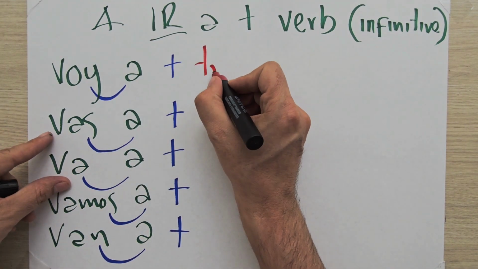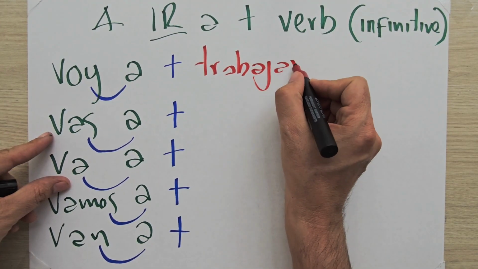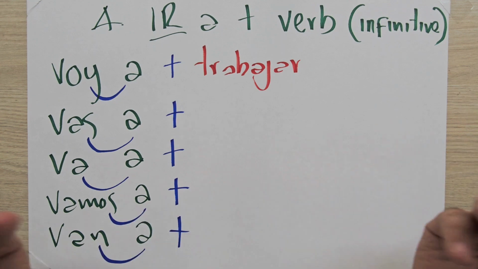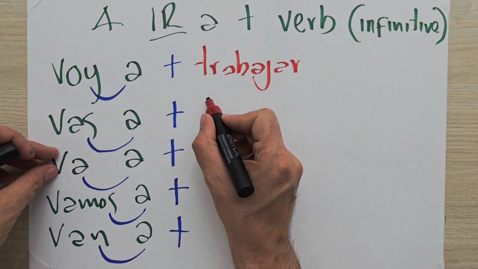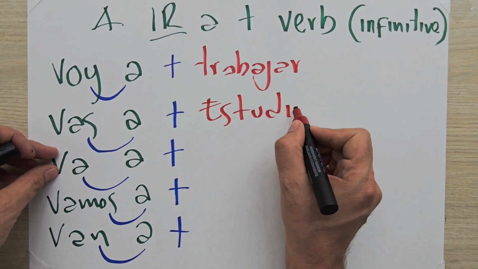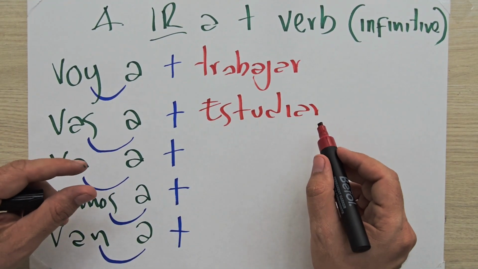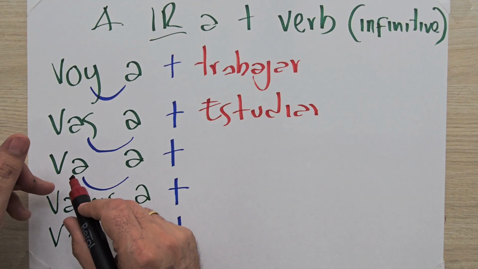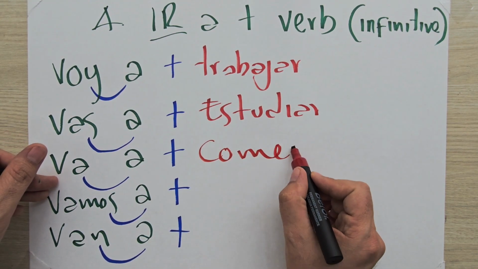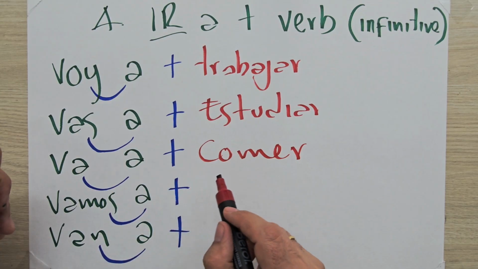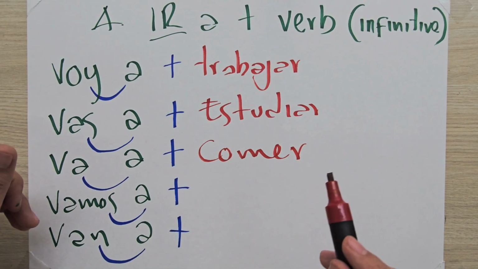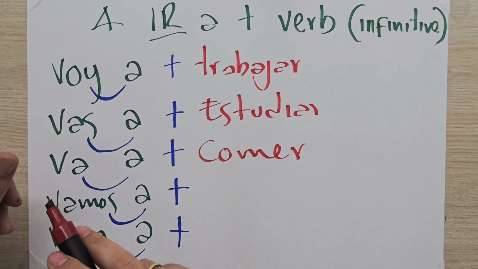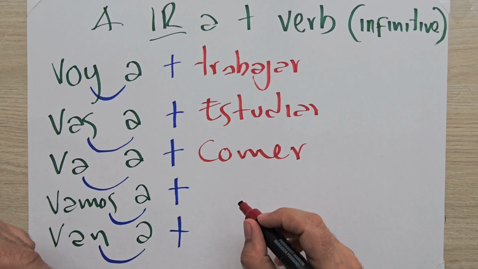Voy a trabajar. I'm gonna work. I'm working in the future or I will work. That's simple. Vas a estudiar. You're going to study. You will study. You're studying in the future. Va a comer. He, she is going to eat. You formal are going to eat. He, she is eating in the future. He, she will eat. That's simple.